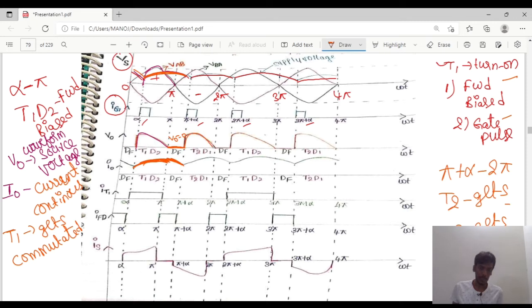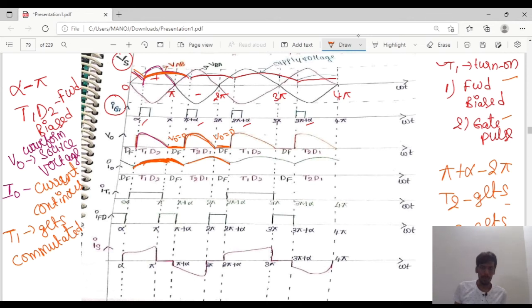Here, T2 and D1 will conduct, and again from 2 pi to 2 pi plus alpha there is no firing pulse. So the freewheeling diode action continues. The voltage will be 0 and the current will be continuous. Here also, the current will be continuous. The same cycle will be repeated for 2 pi plus alpha to 3 pi and 3 pi to 3 pi plus alpha. The freewheeling diode action will be continuous, so the same cycle will repeat.